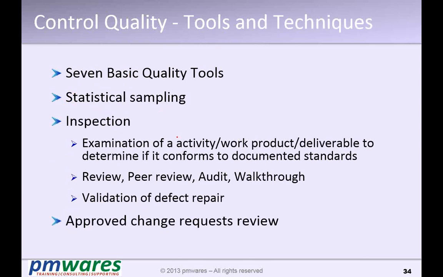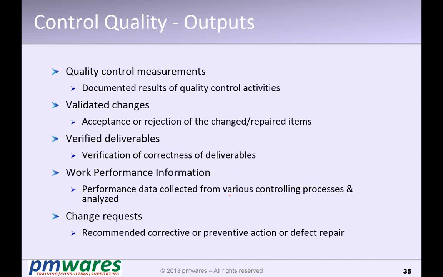I think the tools in quality planning, assurance and control are the same. Only the purpose of using them is different. The inspection, which is normally a review, walkthrough, audit, will also happen during quality control. And the output is the verified deliverable.